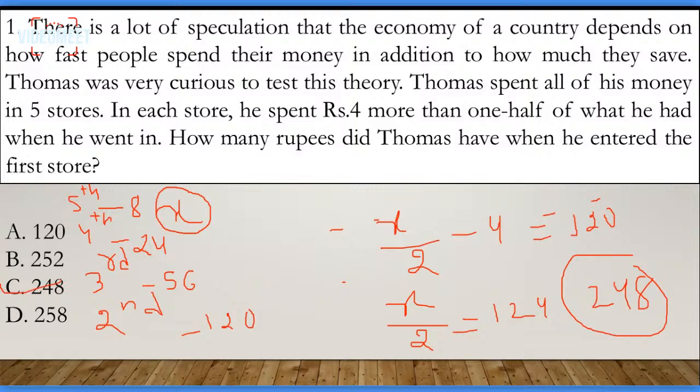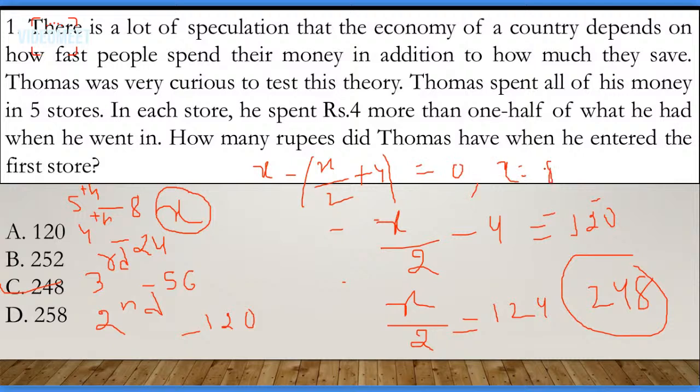Fine. Is it clear to everyone? Now I am repeating this question again. I am assuming that when he enters the fifth store, he has only x rupees. And according to the question, he spent x/2 plus 4 more. But in the same question, it says Thomas spent all his money in 5 stores. That means after shopping in all 5 stores, he has 0 rupees. That means x minus (x/2 + 4) is equal to 0. From here we get x is equal to 8.